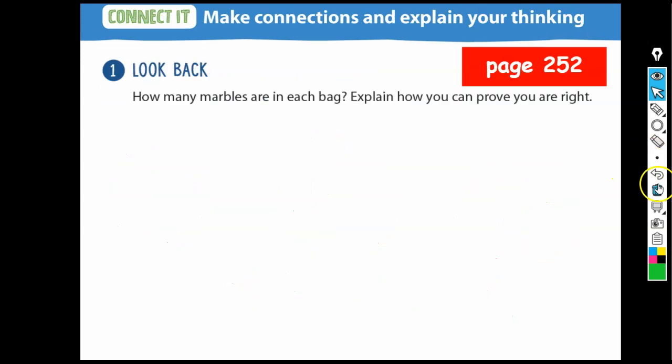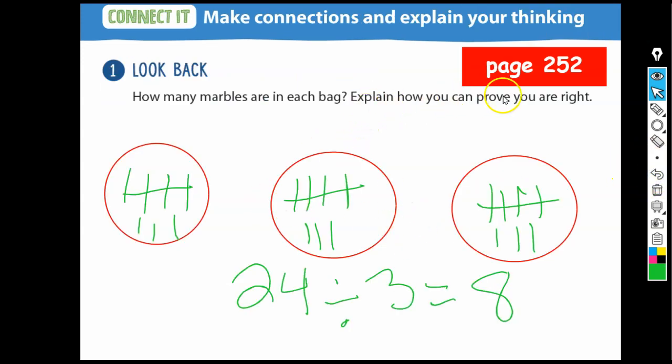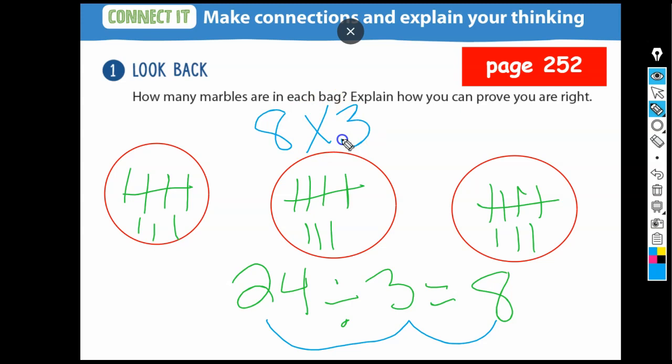How many marbles are in each bag? Eight. Explain how you can prove it if you are right. Well, what's the opposite of division? Multiplication. Okay, so what would be my multiplication equation for this? Just go the opposite direction. 24 divided by 3 equals 8, so 8 times 3 equals 24. That's how I would know if I was right or not.